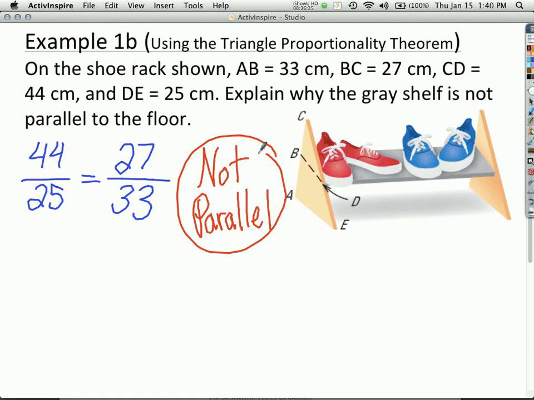Kadir, what did your team come up with? Oh, we did the same thing. It was the same thing? Yeah. Was it exactly the same or anything slightly different? We simplified the other one. You simplified which one? 27 over 33. What does that simplify to? 9 over 11. Okay, so you could simplify this to 9 over 11, and then what did you do?